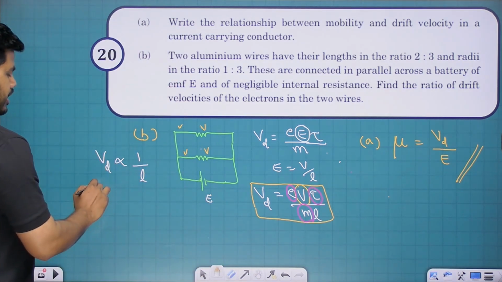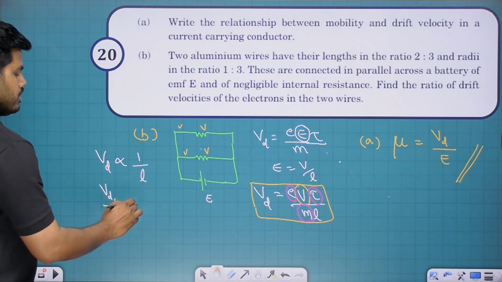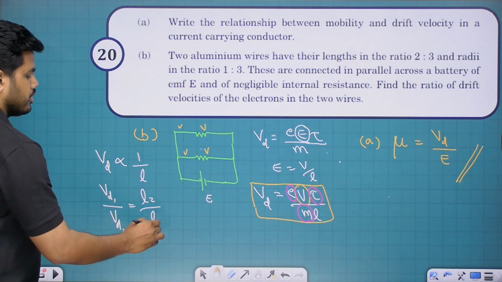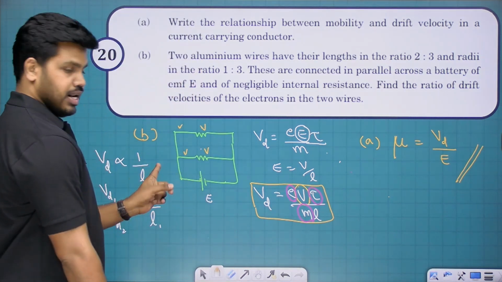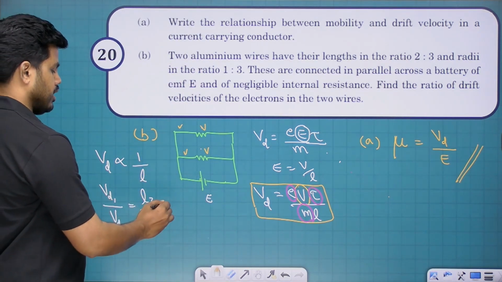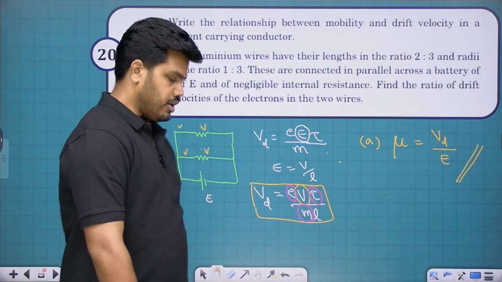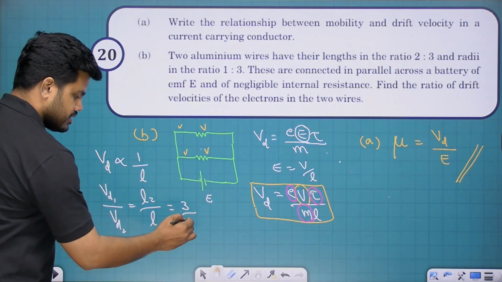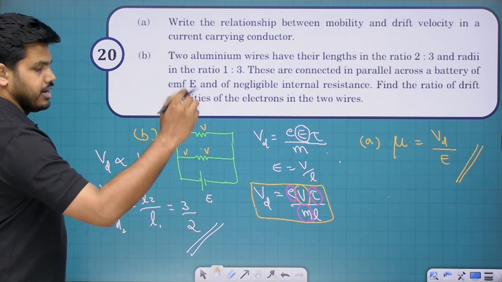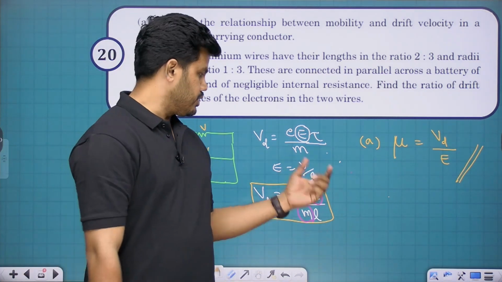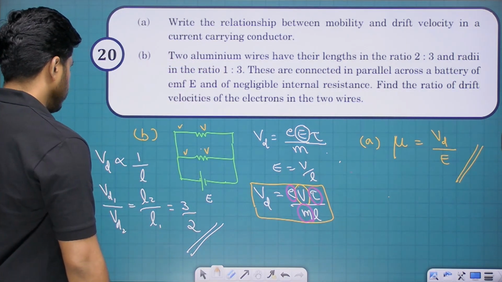So then we can say Vd1 divided by Vd2 is equal to L2 by L1, because it is the reciprocal of 1 by L1 divided by 1 by L2, so it is L2 by L1. You are given the ratio of length as 2:3, so the ratio we need is 3 by 2, because it is L2 by L1. So that is your final answer. Okay, drift velocity in terms of potential difference. Okay, 22.